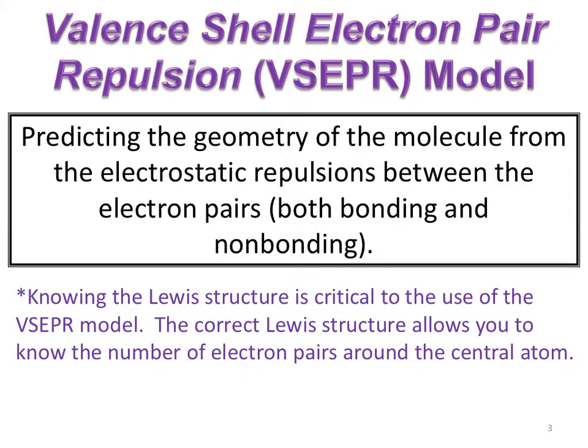The valence shell electron pair repulsion model is a way of predicting molecular geometry from the electrostatic repulsions between electron pairs, both bonding pairs, which we will call bonding domains, and non-bonding pairs, which we will call either electron pair domains or lone pair domains. It is essential to know the Lewis structure when looking at the valence shell model, because a correct Lewis structure allows you to know the number of electron pairs around the central atom, or electron domains, whether bonding or non-bonding.